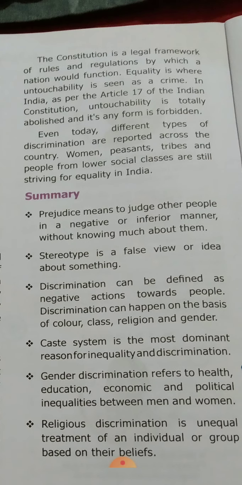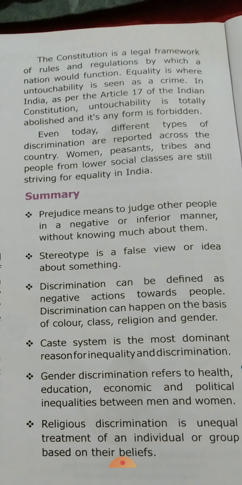The Constitution is a legal framework of rules and regulations by which a nation would function. Equality is where untouchability is seen as a crime. In India, as per Article 17 of the Indian Constitution, untouchability is totally abolished and any form of it is forbidden. Even today, different types of discrimination are reported across the country. Women, peasants, tribes, and people from lower social classes are still striving for equality in India.